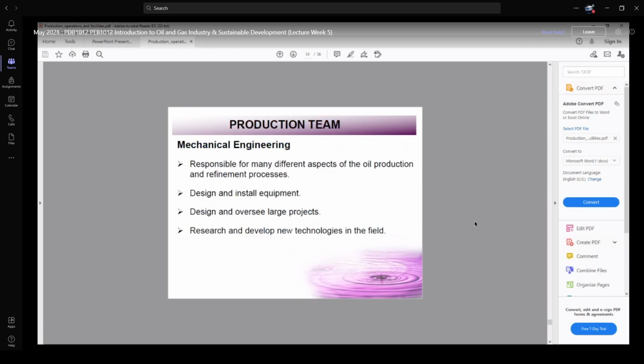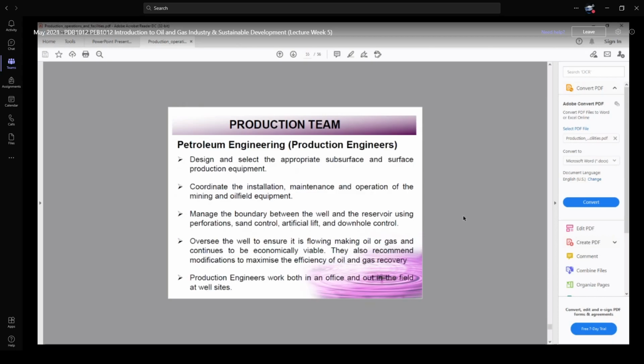Another team in the production team is the mechanical engineers. They are responsible for many different aspects of the oil production and refinement processes. They design and install equipment. They design and oversee large projects, and they do research and develop new technology in the field for the enhancement of the production from the reservoir.